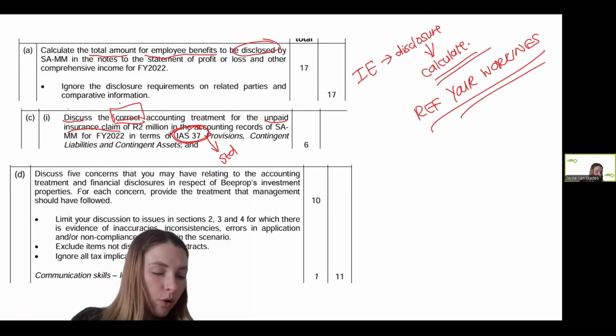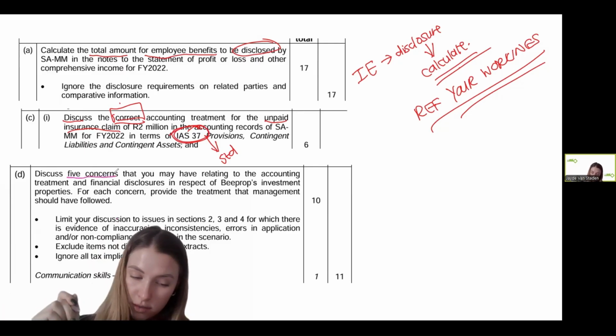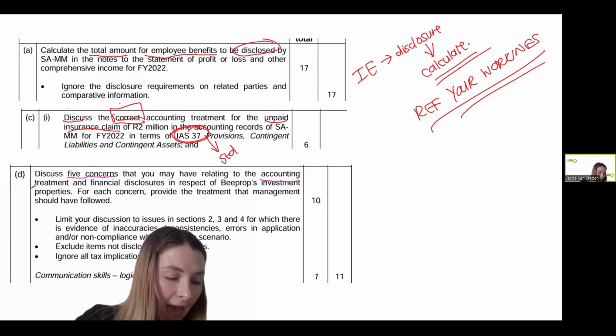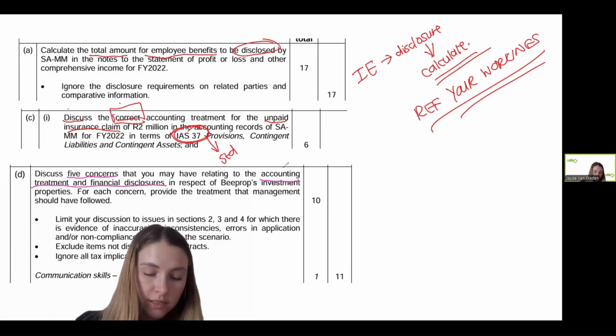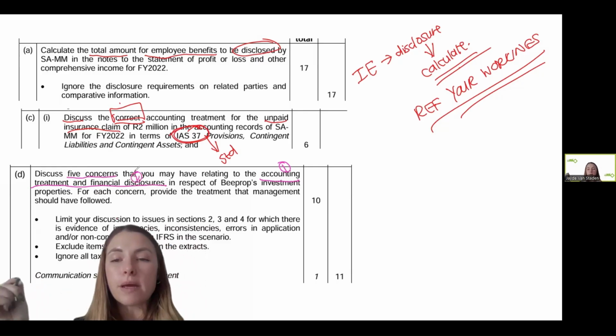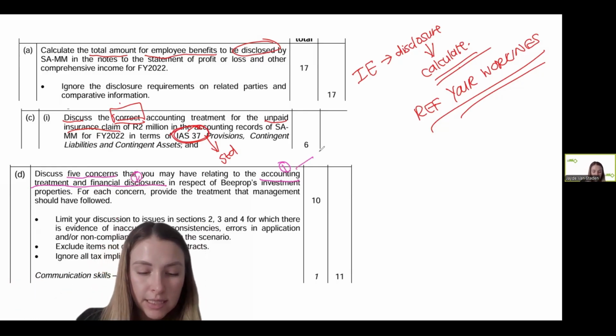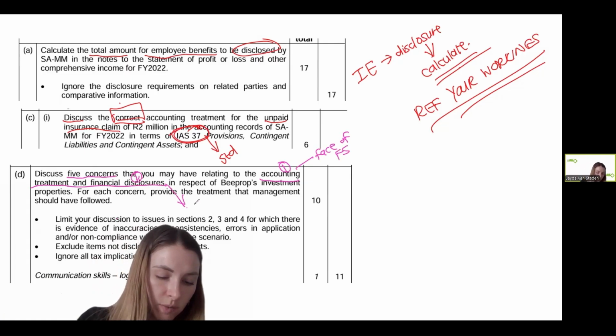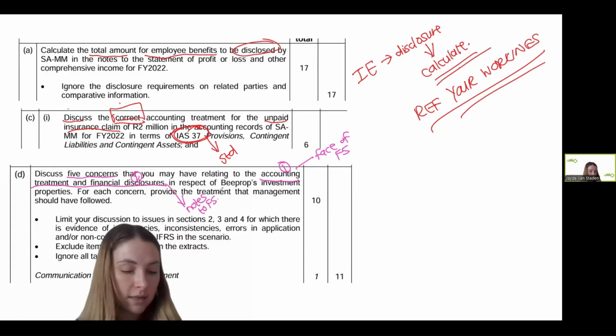Required D is a little bit more of an interesting one because it says discuss 5 concerns that you may have relating to the accounting treatment and financial disclosures. So accounting treatment and disclosures. Because remember, your accounting treatment is essentially what's going to be on the face of your financial statements, whereas your disclosures are going to be in your notes to the financial statements. So yes, they are separate things.